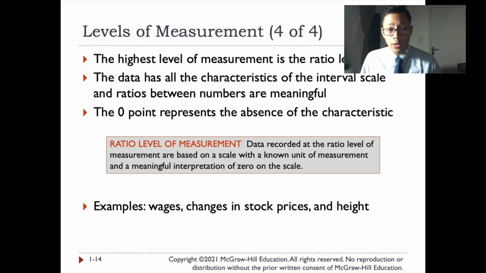Now, the last one is the highest level of measurement, and this is referred to as the ratio level. The data has all the characteristics of the interval scale, and ratios between numbers are meaningful. The 0 point represents the absence of the characteristic. Data recorded at the ratio level of measurement are based on a scale with a known unit of measurement and a meaningful interpretation of 0 on the scale.